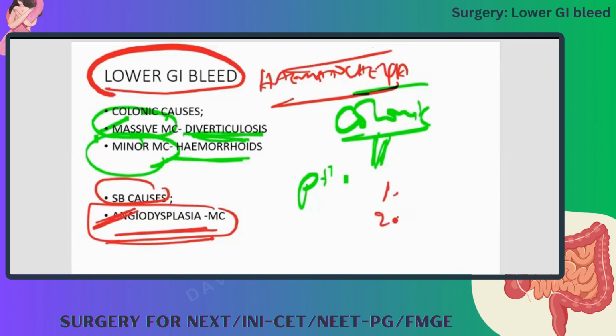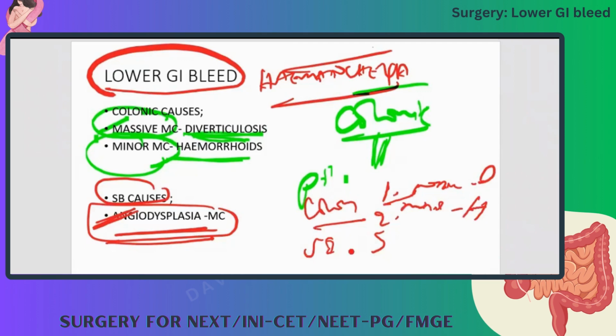Only 3 points. Just remember. If the patient has lower GI bleed, it may be from the colon, or it may be from the small intestine. If it is from the colon and massive, the reason is diverticulosis. If it is minor, the reason is piles, hemorrhoids. If it is from the small bowel, then it is from angiodysplasia. Okay?